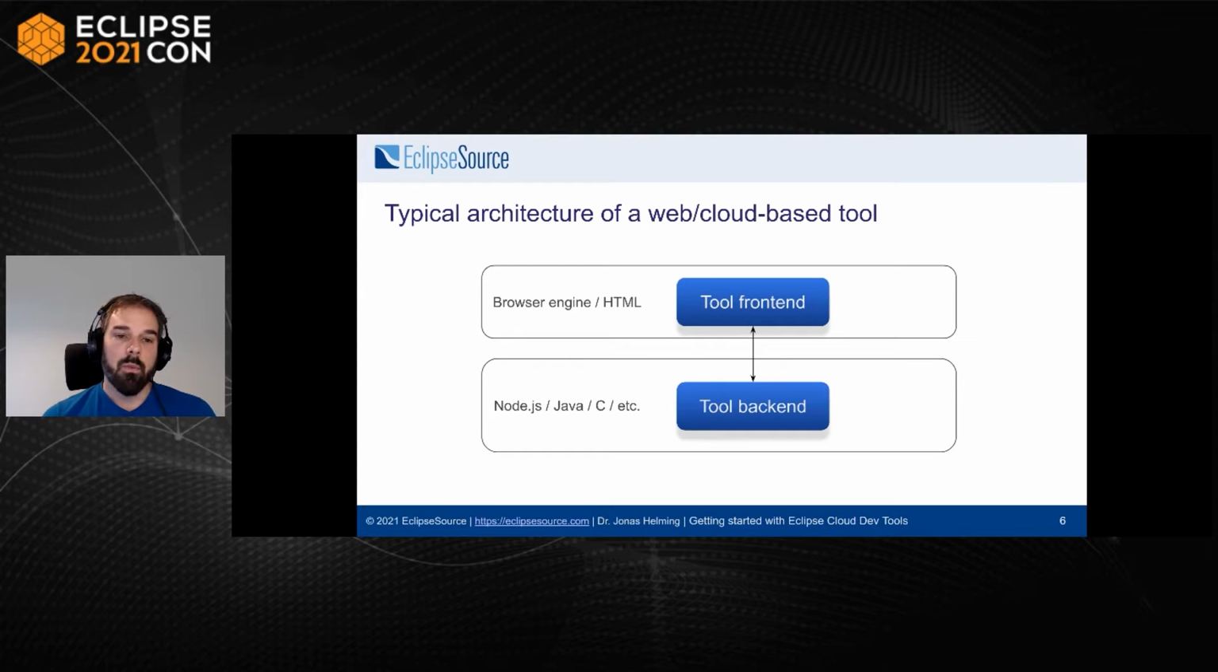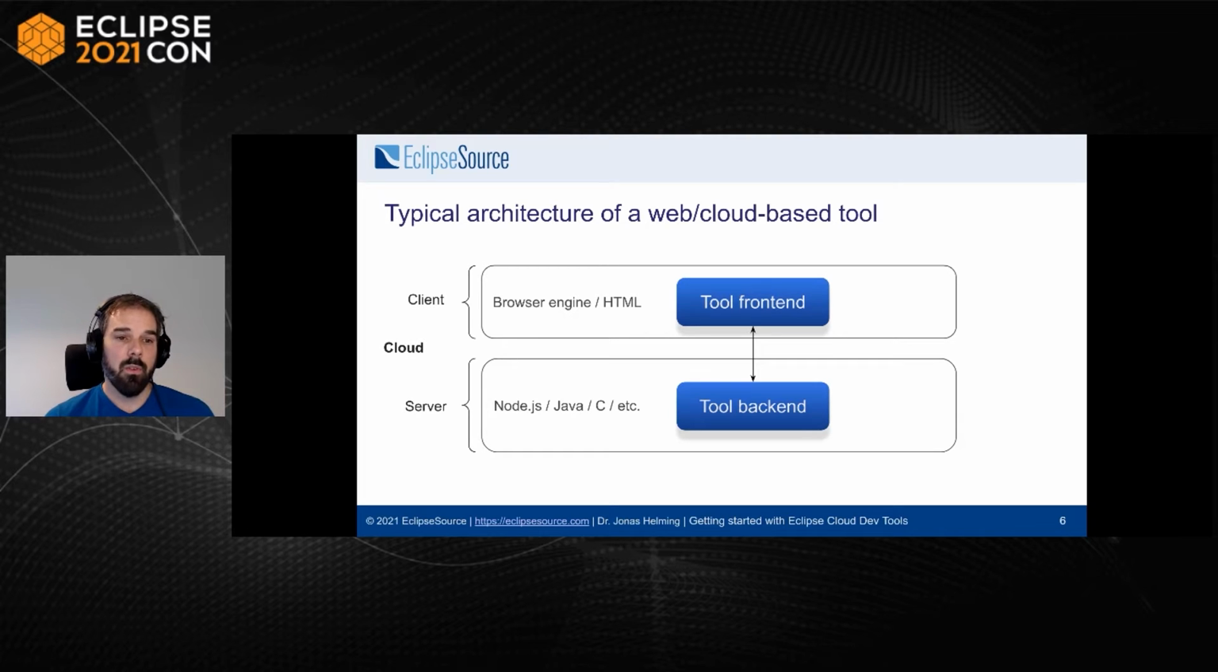However, very often you integrate other technologies on this backend too, for example, Java or C, especially for language features, but also for other features that are only available in a certain language. So it's fairly straightforward to integrate another technology on a Node.js backend as an external process or as an application that you run there. Now, those are the two building blocks of a typical web-based tool.